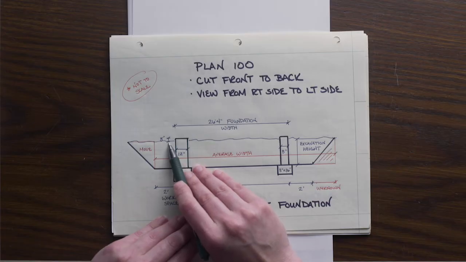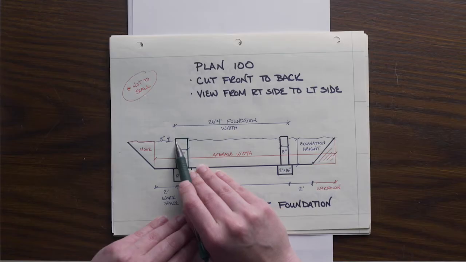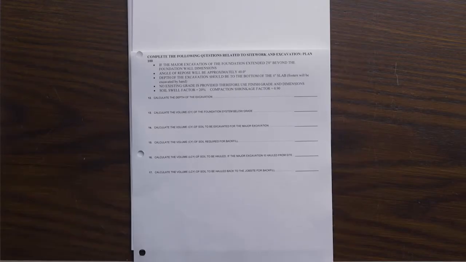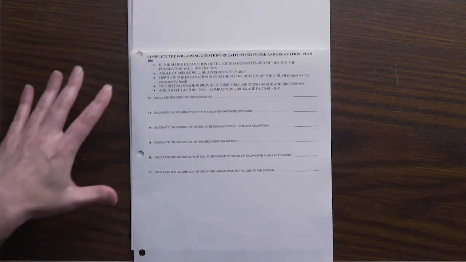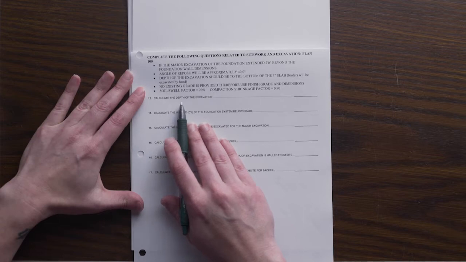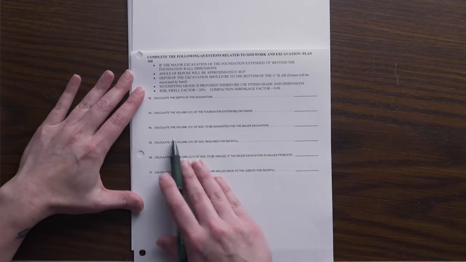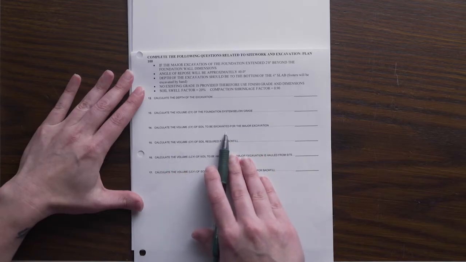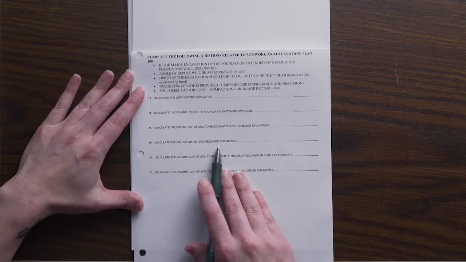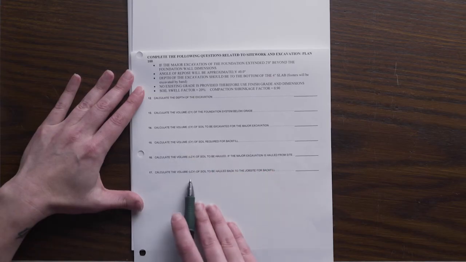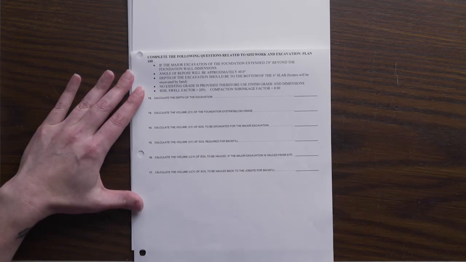What is going to be consistent here is that we have our 8 inches from the top of foundation wall to grade. So again, that will come into play in all of our calculations. The problems we are going to be working on: we need to calculate the depth of the excavation, the volume of the foundation system below grade, the volume of soil to be excavated for the major excavation, and the volume of soil to be taken back for backfill. Once we have those numbers, we can then figure out our loose cubic yardage of haul and borrow for backfill.